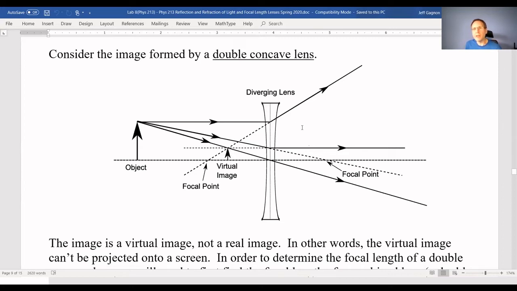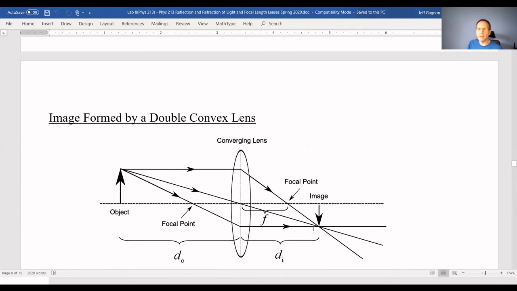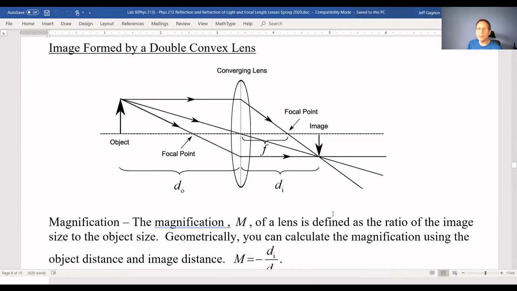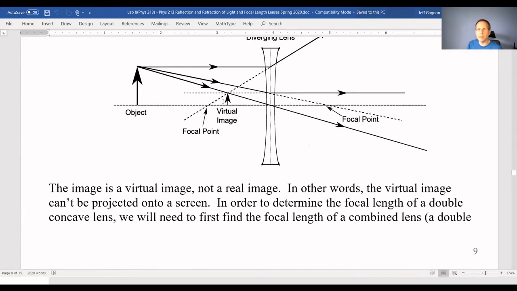If your eye's over here and you look through the lens, you'll see the image there, but there's no way of putting a screen there to measure where the image is. The light is not being focused at that point. It's just appearing to come from that particular point. So that's why we call this a virtual image. A real image would be like this. On this side, we can put a screen there and all the light is focused on that point. So that's a real image. In this case, we have what's called a virtual image.